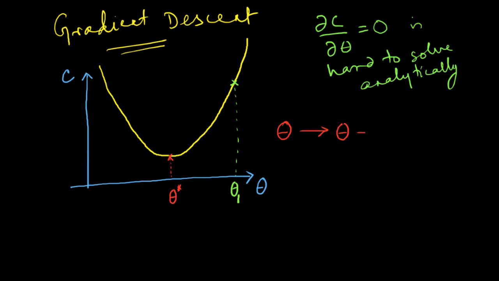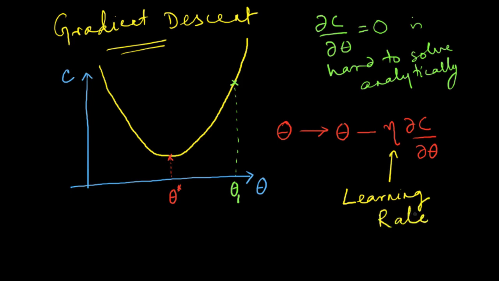So you update theta so that your new theta is theta minus some eta into dou c by dou theta. And this eta is what is called the learning rate. Alright, so now you take a value for theta. So here we have taken theta 1, and so you take eta to be a small number, and so in the update you move from theta 1 slightly to the left to this new point.